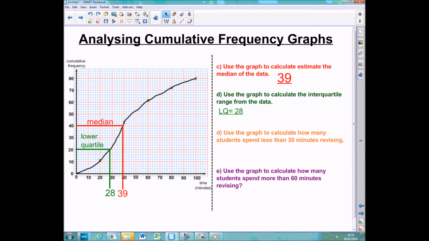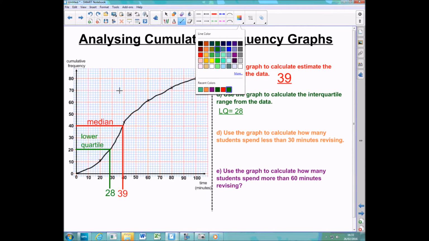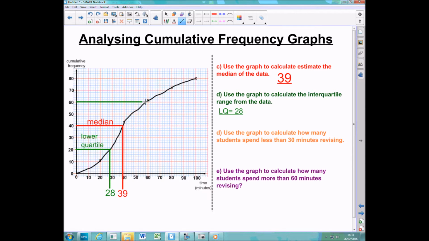Okay, so now I've also got to work out the upper quartile. Now, if the lower quartile is the 1/4 point, the upper quartile is the 3/4 point. So 3/4 of 80 is 60. So I'm going to do exactly the same thing that I did with my lower quartile and my median, only this time I'm going to do it at 60. So I go from 60 with a straight line to my graph and down, and I get an answer of 58. Okay, so now I'm just going to write my upper quartile, which I'm just going to use the abbreviation UQ.